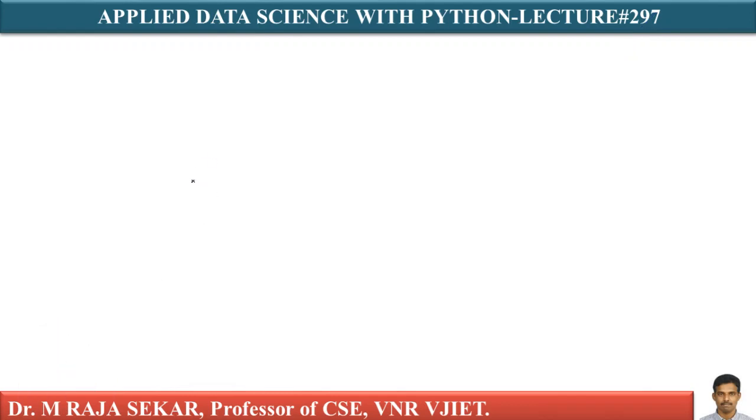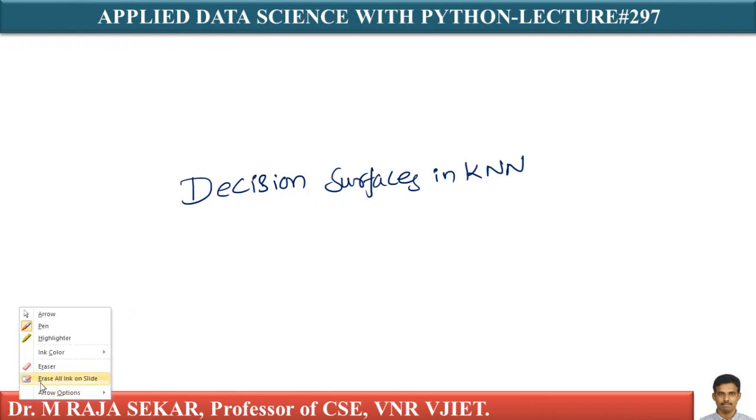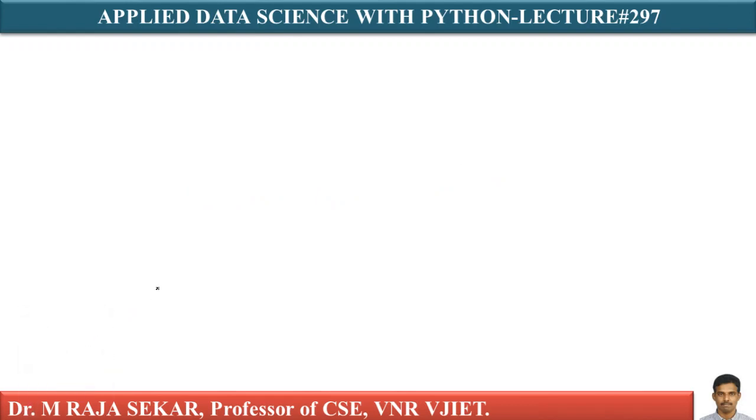In this lecture, we will try to understand decision surfaces. This is one of the important concepts: decision surfaces in the k-nearest neighbors algorithm. I will try to explain these decision surfaces with a very nice example.